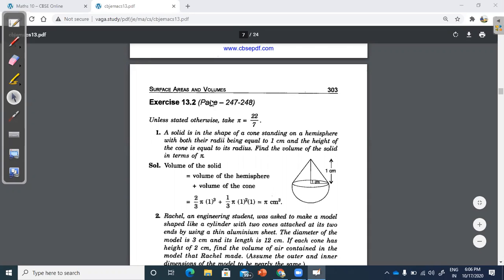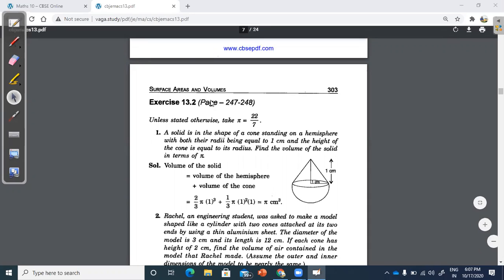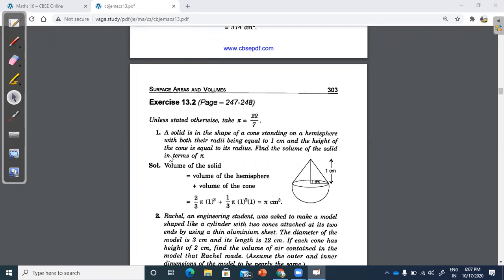Surface area volume, exercise 13.2. Now see the questions in 13.2. A solid is in the shape of a cone standing on a hemisphere. So this is a cone standing on a hemisphere with both radii equal to 1 centimeter. So the radius of the hemisphere as well as the cone is 1 centimeter. The height is also equal to the radius. That means the height is also equal to the radius, which is equal to 1.